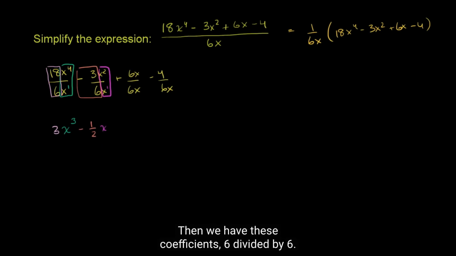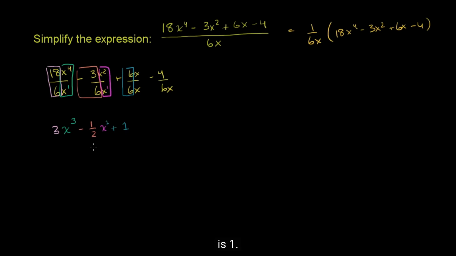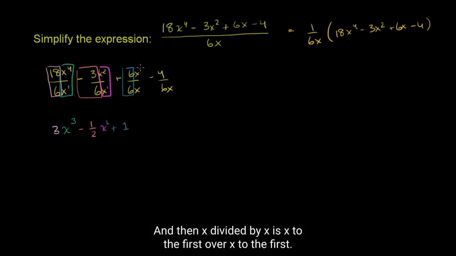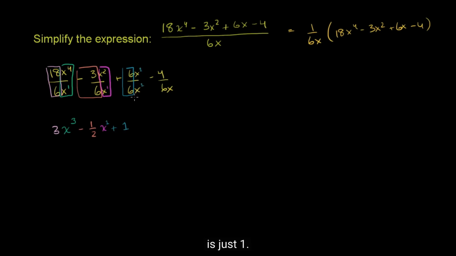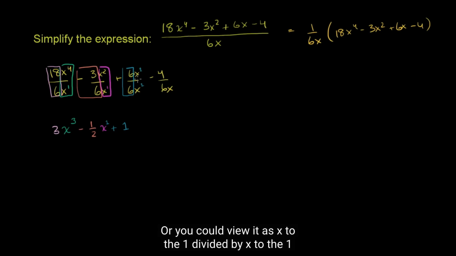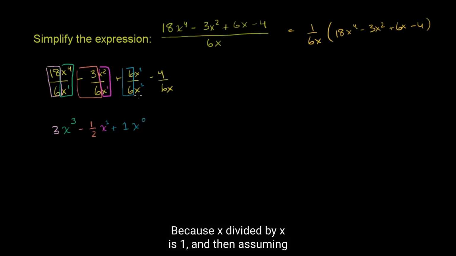Then we have these coefficients. 6 divided by 6, well, that's just 1. So I'll write a 1 here, because we said 2 minus 1 is 1. And then x divided by x is x to the first over x to the first. You could view it two ways. Anything divided by itself is just 1, or you could view it as x to the 1 divided by x to the 1 is x to the 1 minus 1, which is x to the 0, which is also equal to 1. Either way, you knew how to do this before you even learned that exponent property, because x divided by x is 1, assuming x does not equal 0.